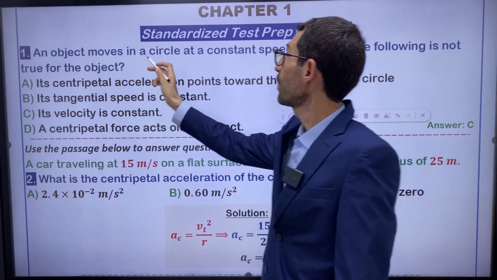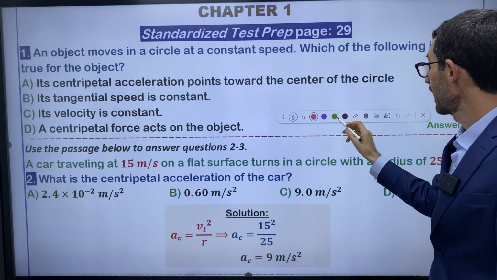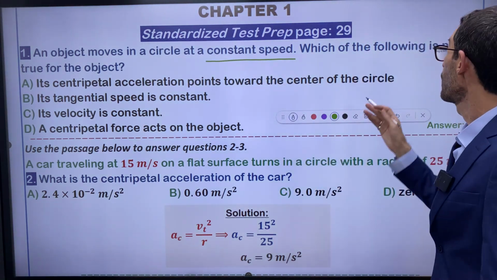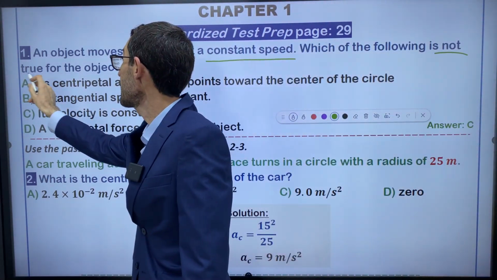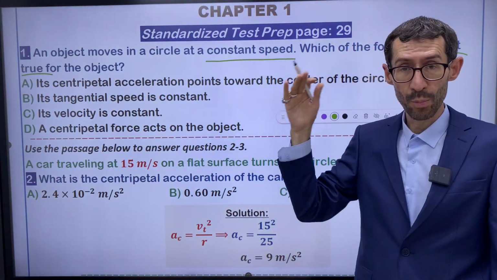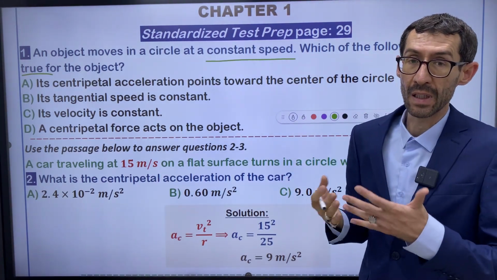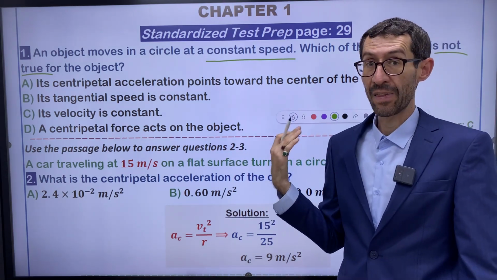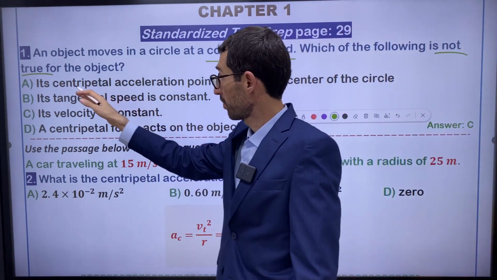Number 1, an object moves in a circle at a constant speed. You see, it says constant speed. What does constant speed mean? There's no acceleration. Which of the following is not true, which is wrong, for the object? An object moves in a circle with constant speed, with constant rate, so it doesn't speed up. It neither speeds up nor slows down, right?